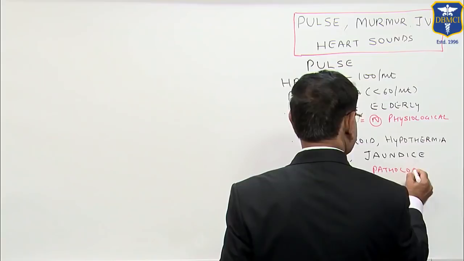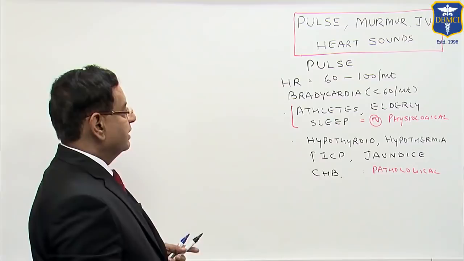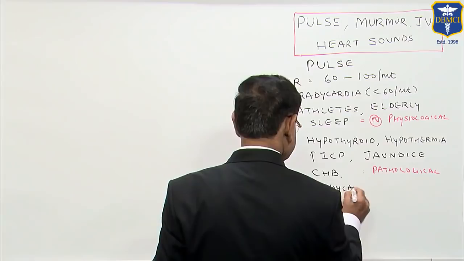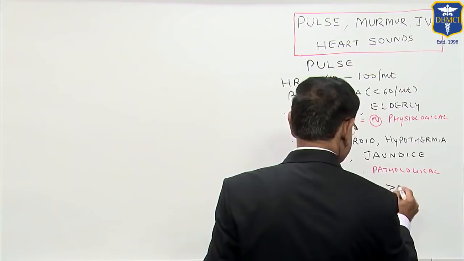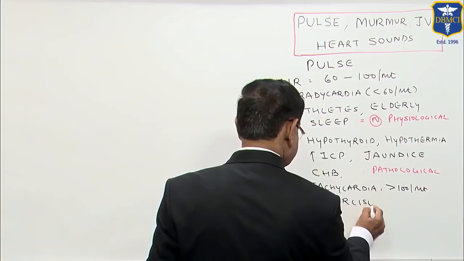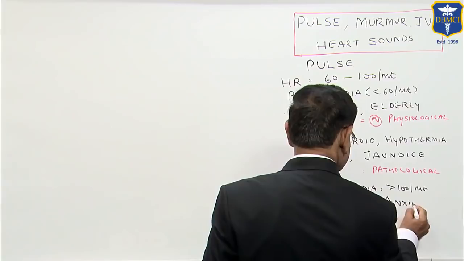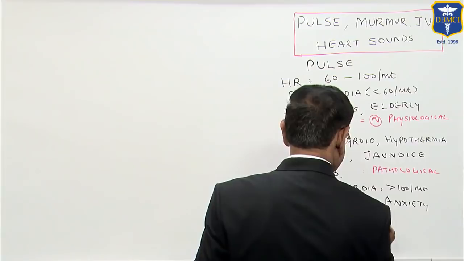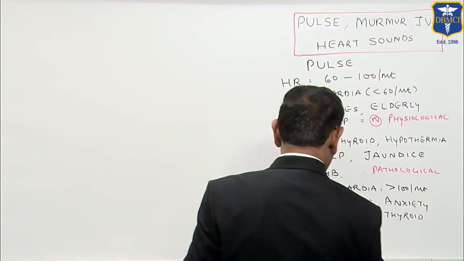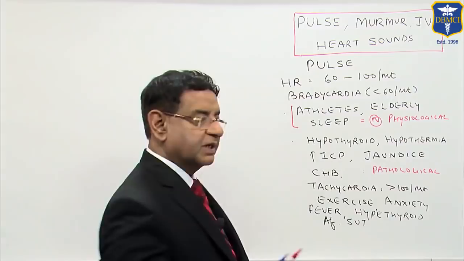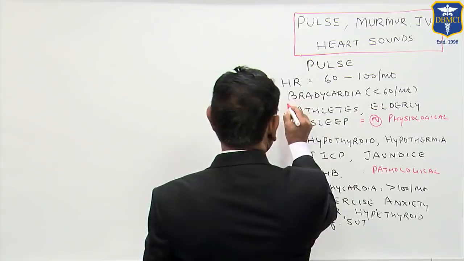Okay. Regarding tachycardia, heart rate more than 100 per minute, it can occur normally in exercise. Anxiety, fever, hyperthyroid, atrial fibrillation, supraventricular tachycardias. These are some of the important causes of tachycardia. This was the bradycardia and this is the tachycardia.